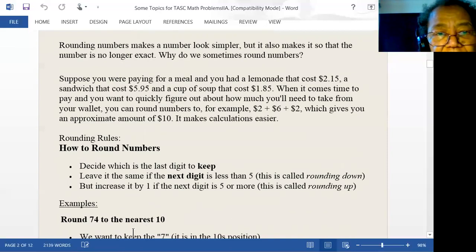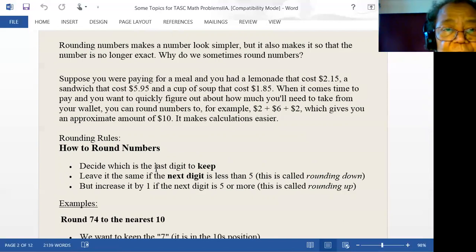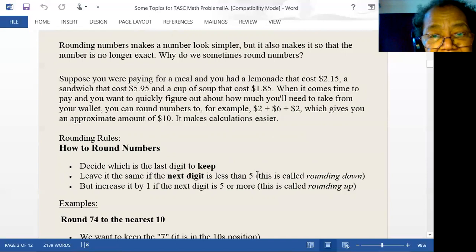Now, let's look at some rules for rounding. First, you're going to decide which is the last digit to keep. And that's where place value comes into play. So make sure you review your place value with whole numbers and with decimals. Okay, so once you decide what the last digit you want to keep is, if the next digit is less than 5, this is called rounding down. If it's 5 or greater, we call it rounding up.